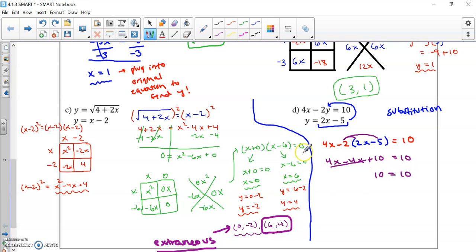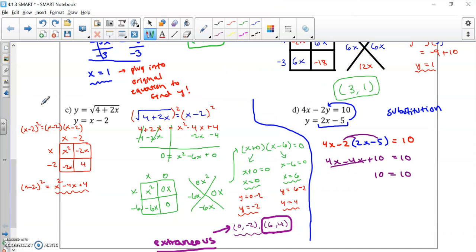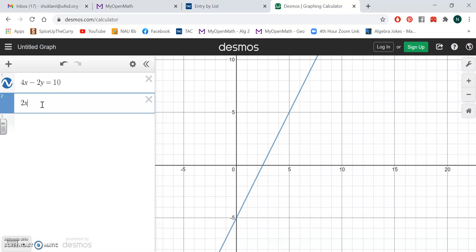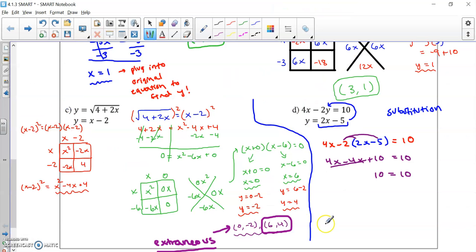So let's take a look at the graph and see what that means. I've graphed the first equation. The second equation is 2x minus 5. So notice how there's only one line. Okay, and what this means is that these two equations are actually just two different formats of the same exact graph. So they are the same graph. They're just two different formats. So when you get something like this where the number equals itself, that means we have infinite solutions.